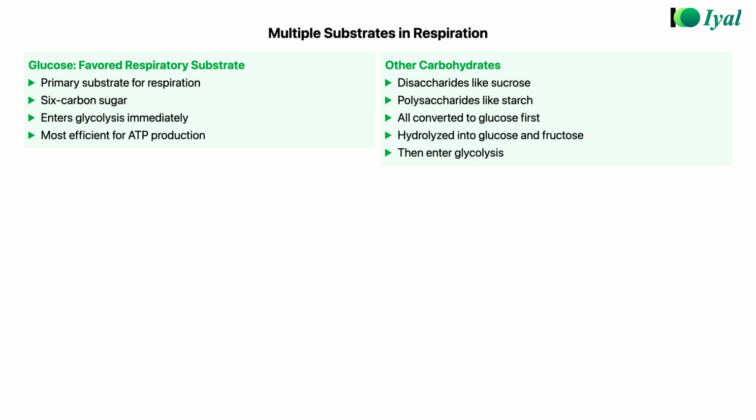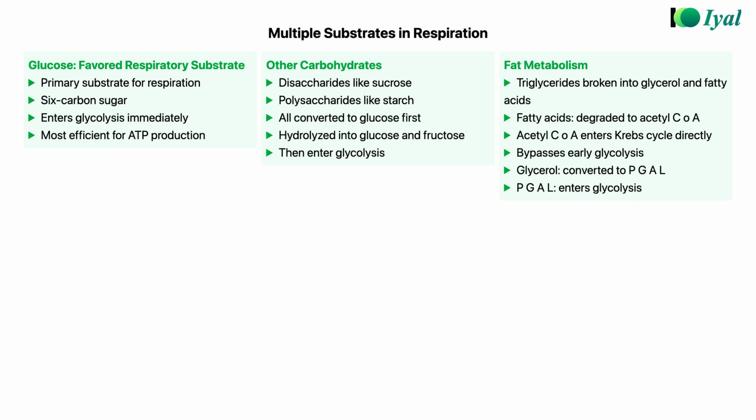What about other carbohydrates? Sucrose, starch, other sugars? They are first converted to glucose. Sucrose is split into glucose and fructose. Starch is broken into glucose units. Then these monosaccharides enter glycolysis. So all carbohydrates eventually become glucose and enter the pathway.